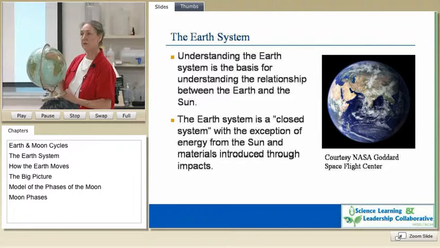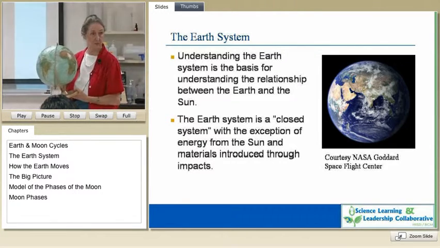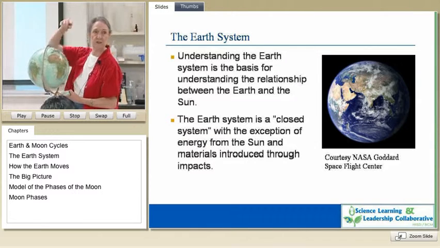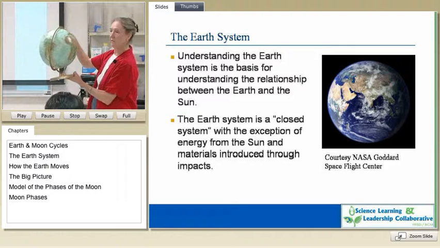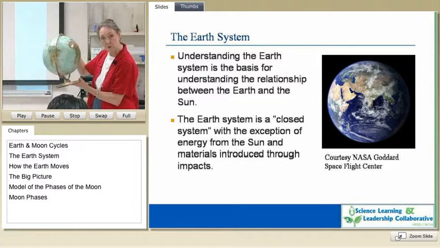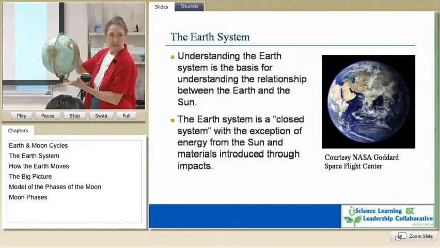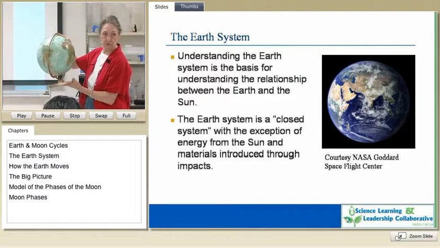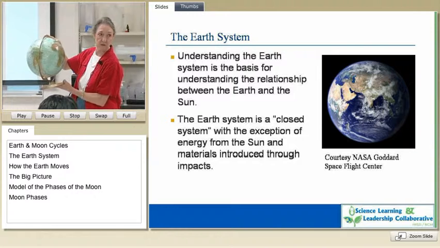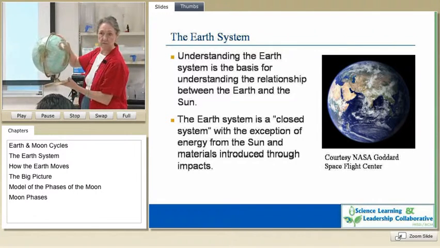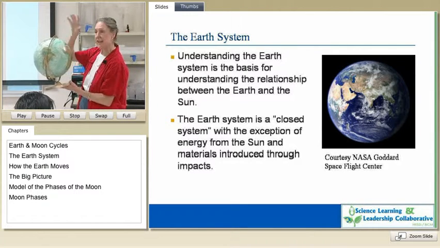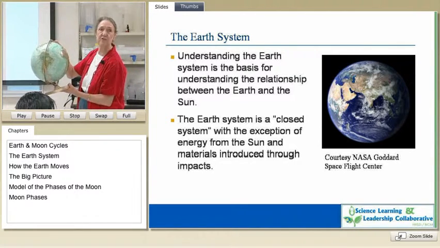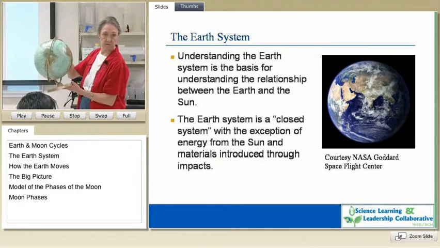In order to understand the Earth system, the place to start is its relationship to the sun. The Earth itself, we treat as a closed system. That means what's here stays here. That's only sort of true, okay? Because we do get comets coming from way out there, and we do get energy coming from the sun. And it's that energy that drives a lot of the changes in this Earth.